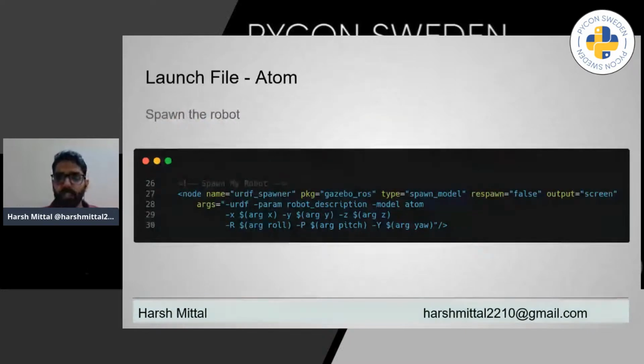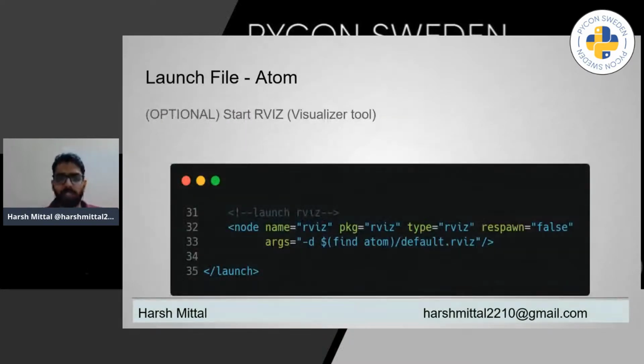The final step would be to actually spawn our robot, right? And this is an optional step. So in case you want to start the ROS from the launch file itself, then you can add it, else you can remove this line.